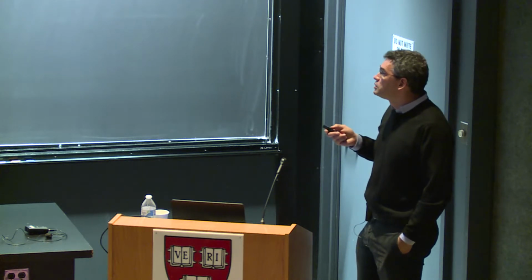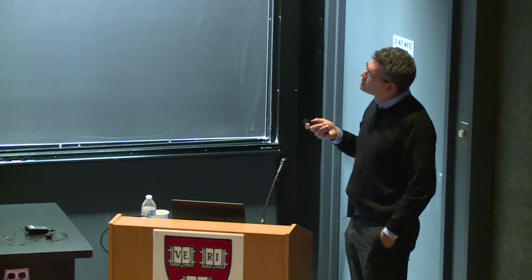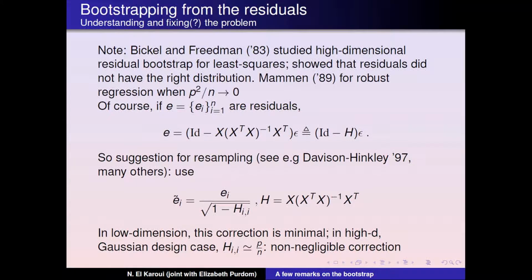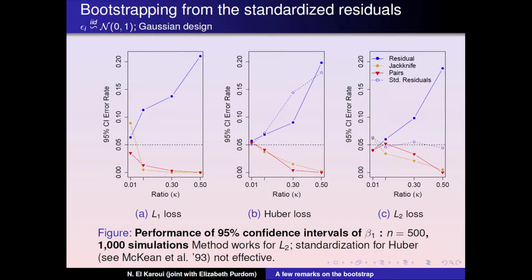Okay, so what I was telling you about low-dimensional asymptotics versus high-dimensional asymptotics is very clear here. In low dimension, this H_ii is nearly 0. So you might think that you're splitting hairs if you're rescaling that stuff. In the setup I'm looking at here, H_ii is roughly p over n, so the correction is non-negligible. So again, what Bickel and Freedman had shown is that even if you do this correction, you can find one direction of projection of your estimator where the bootstrap doesn't work. And when we do this correction here, actually, not surprisingly, the bootstrap works.